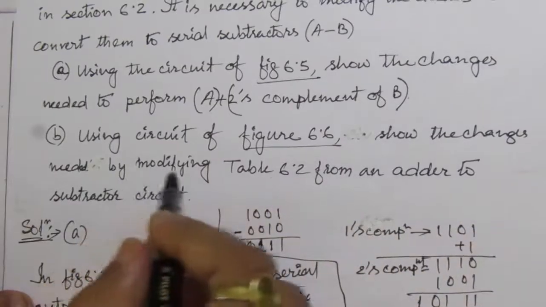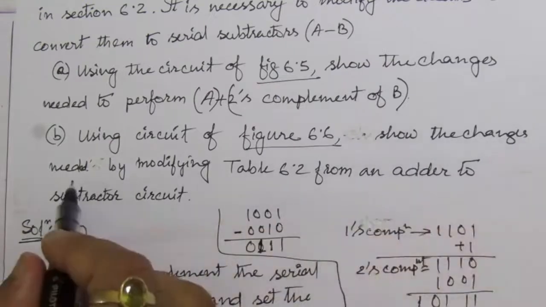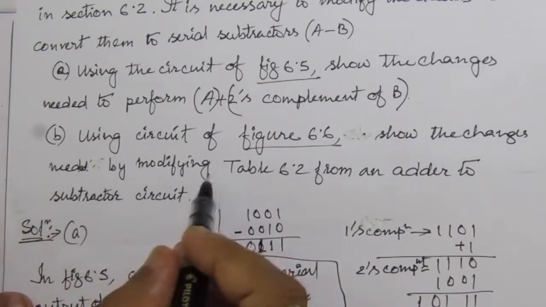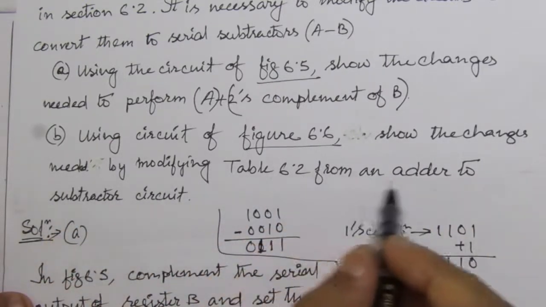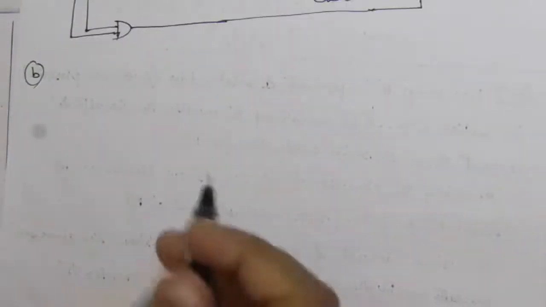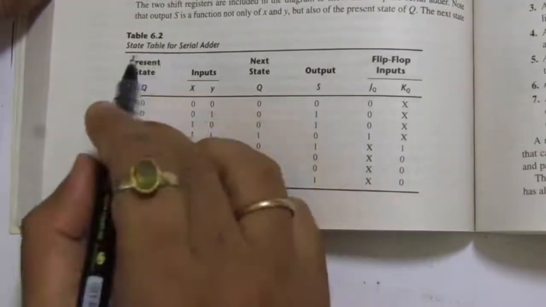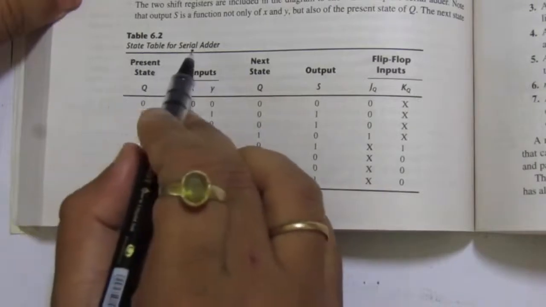Now let us go to our part 2. In the second part of the problem, we have to use the figure 6.6 and show the changes needed by modifying the table 6.2 from an adder to a subtractor circuit. So we have to modify the table number 6.2. So table 6.2 is this one. So from the book, this is the table number 6.2. So this is the state table of the serial adder.